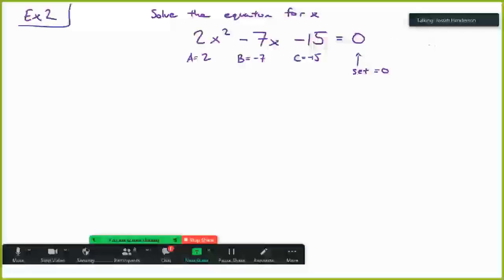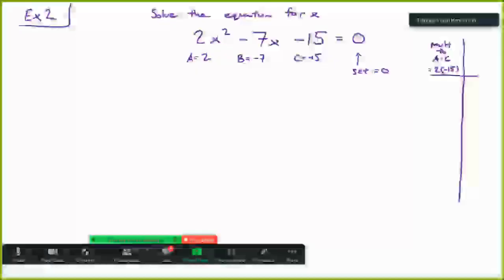using the 2. So we want to make our list of numbers that multiply to a times c. And that is 2 times -15, which is -30. So numbers that multiply to make 30 basically. And then we'll check that against the ones that add to make a -7. That's b. All right, here we go. Make the list. Always start with 1 times 30. 2 times 15. 3 times 10.